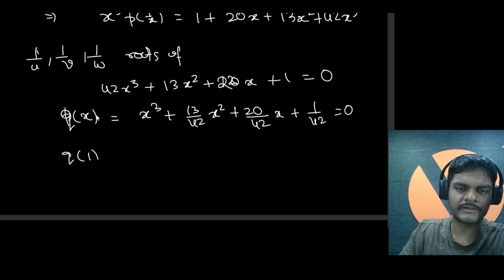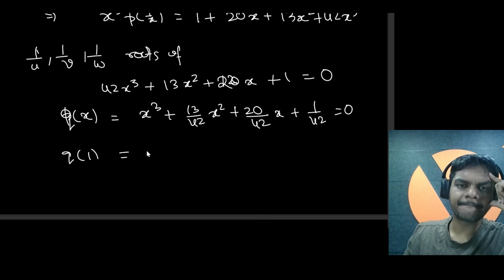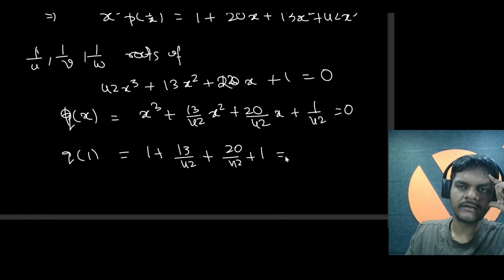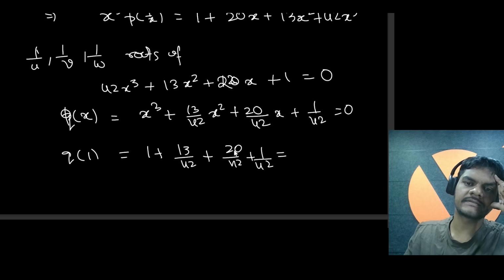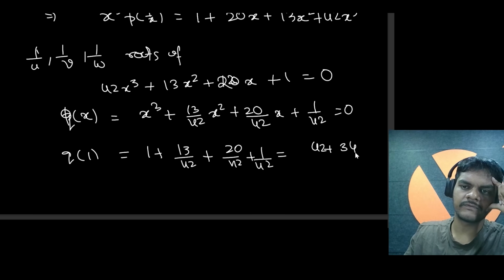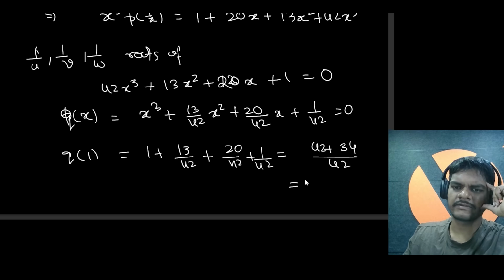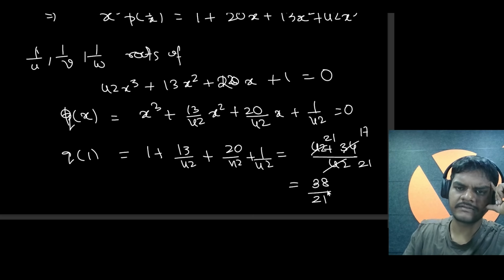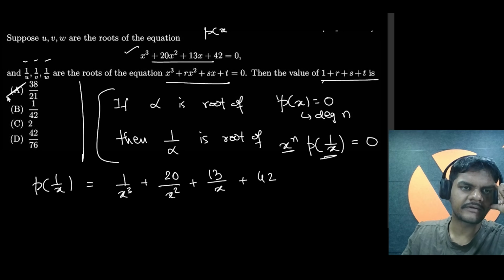Q of 1 will be, arey, the previous question. Q of 1 will be 1 plus 13 by 42 plus 20 by 42 plus 1 by 42. So this is 42 plus 13 plus 20, 33 plus 1, 34 by 42. So whatever this is, I think you can cancel stuff out from here. I think 2 will get cancelled out, 21, 21, 17. So 38 by 21, something like that. So yeah, got it?